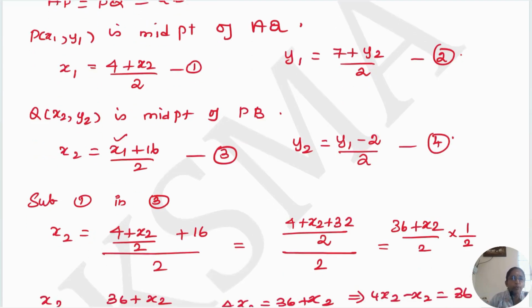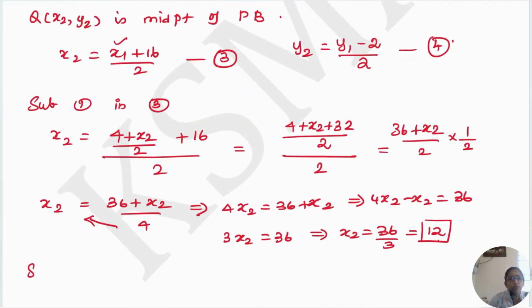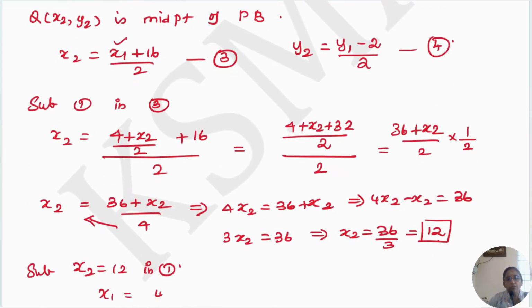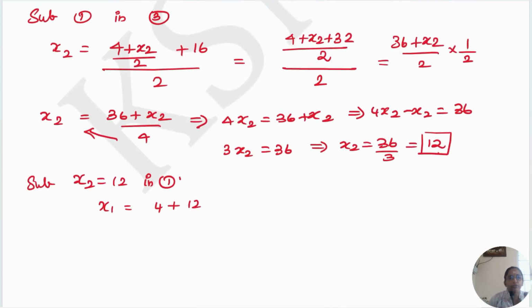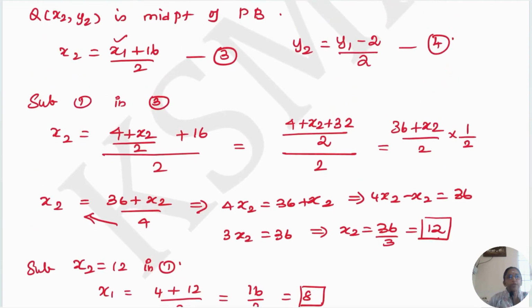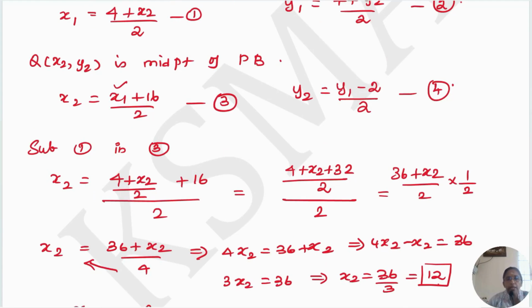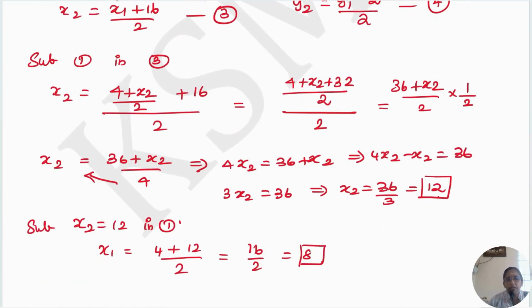So x1 is equal to 4 plus x2 divided by 2. Substitute x2 equal to 12 in equation number 1. So x1 is equal to 4 plus 12 divided by 2, which is 16 divided by 2, equal to 8. So we got our answer: x1 is equal to 8. In the same way, you substitute the second equation in the first to find y values, as we did for x.